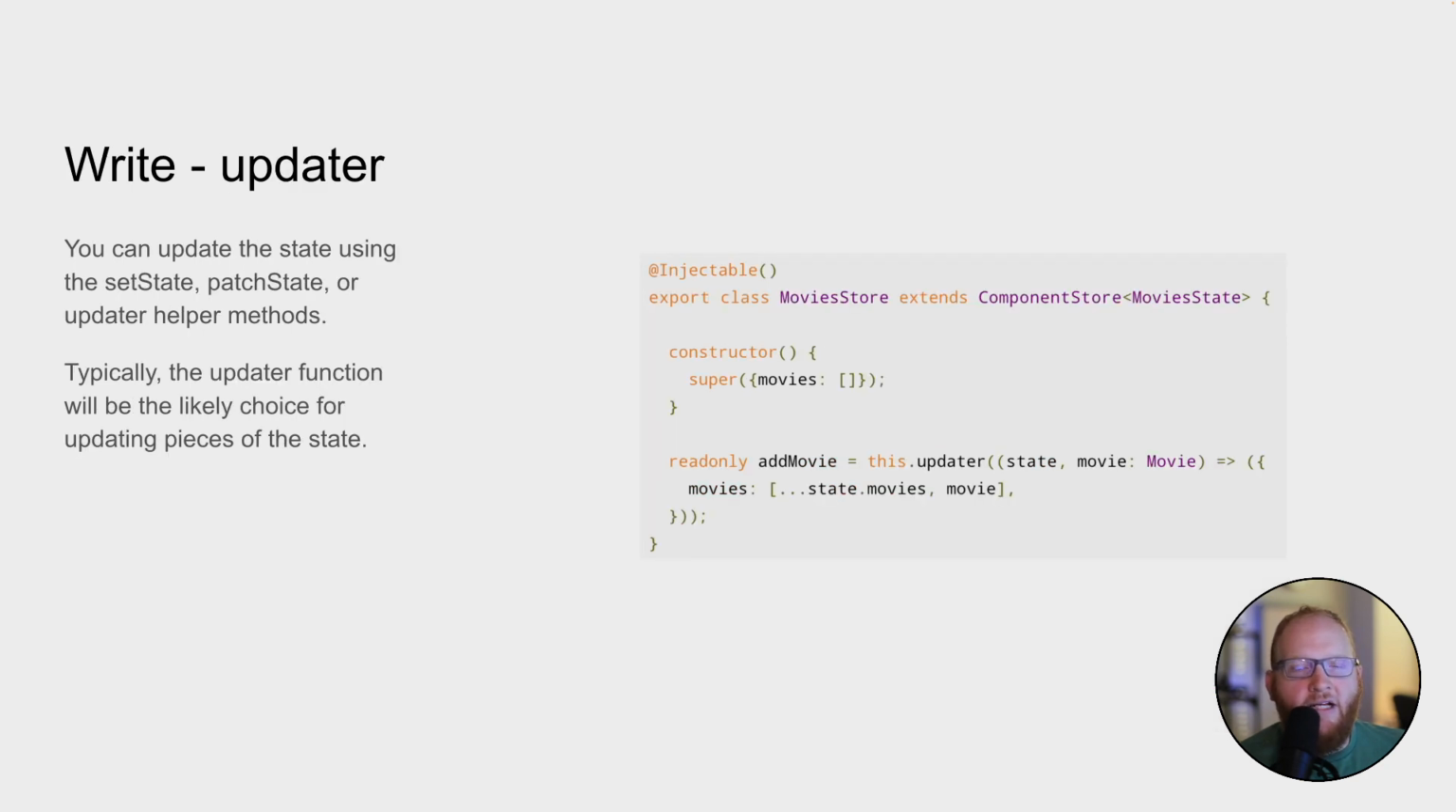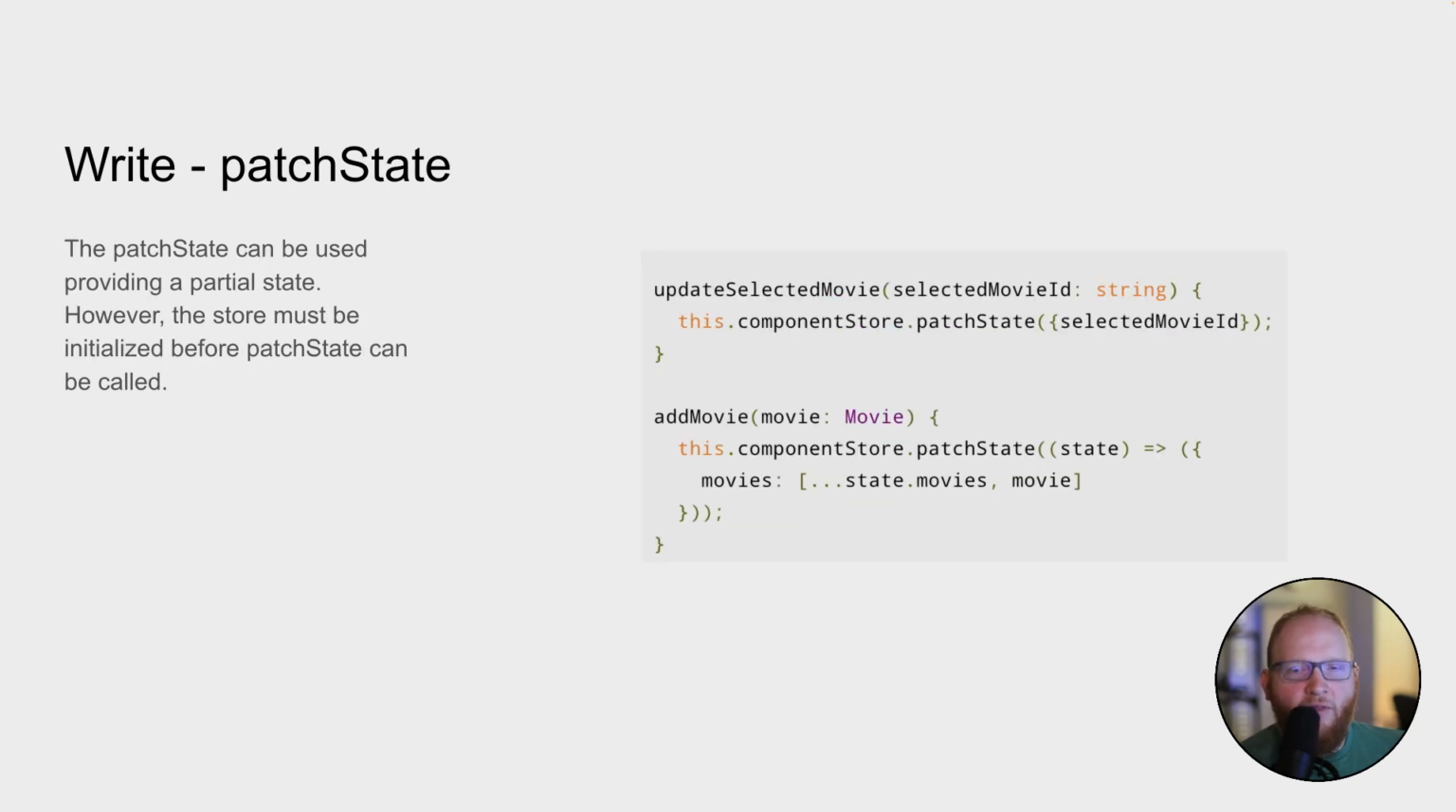The write. So there's three different ways to write to the state. One of them is using the updater. This is the one that I typically will use, most commonly will use this one and set state, but there's set state, patch state, and updater. The updater, I think one of the nuance differences is it lets you update a piece of state more easily rather than having to pass the whole state just to change it.